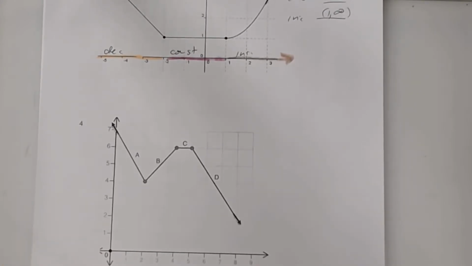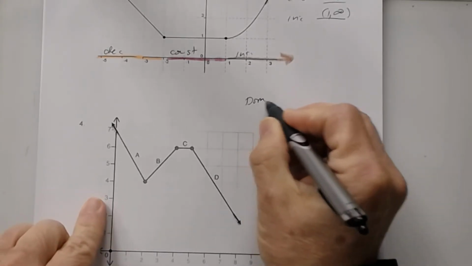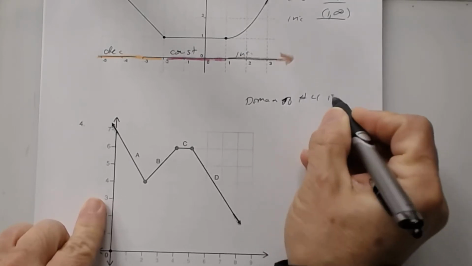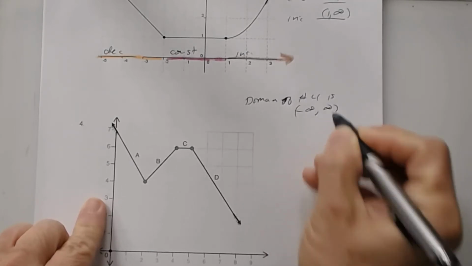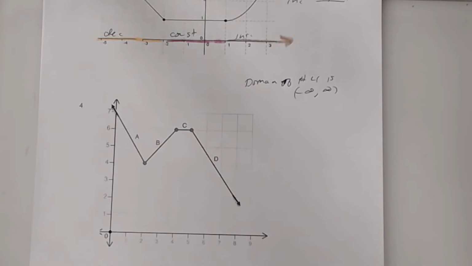All right, so now I'm going to ask you the question again. What is the domain of number 4? -infinity to infinity. Yep. Domain of number 4 is -infinity to infinity. So when I color my x-axis, I'm going to have arrows on both ends.